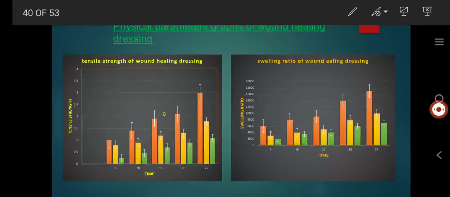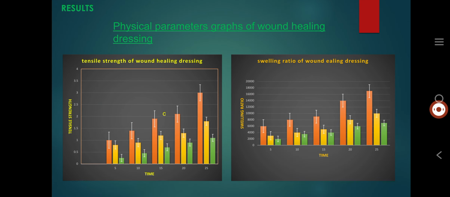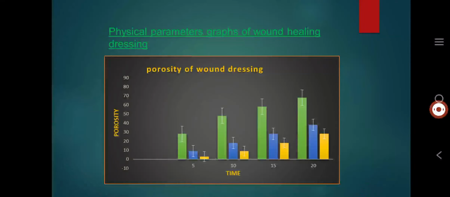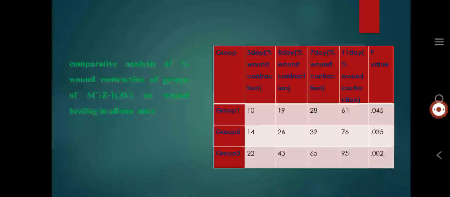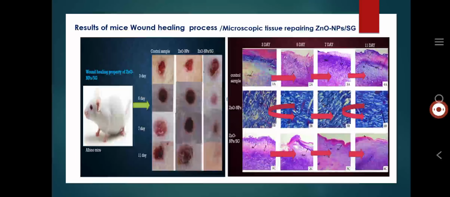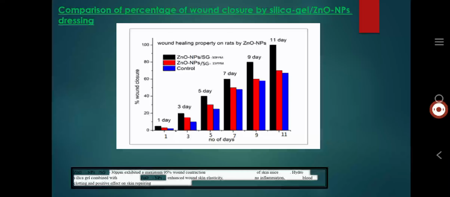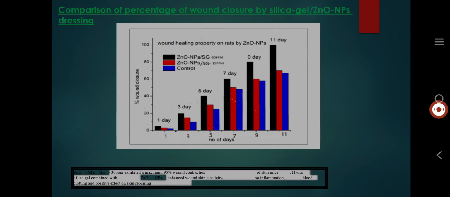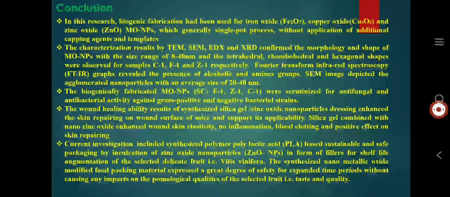So these are some calculated results of tensile strength and swelling ratio. Here is the porosity of the wound dressing. Here are the results of a comparative analysis of wound contraction for the zinc oxide nanoparticle groups. Here is the SEM micrograph of the sheet which I used. Here are some results of microbial tissue repair with zinc oxide nanoparticles under the microscope. Here are the wound healing, porosity, and different healing properties at different days, up to 11 days. And similarly, I conclude my research.